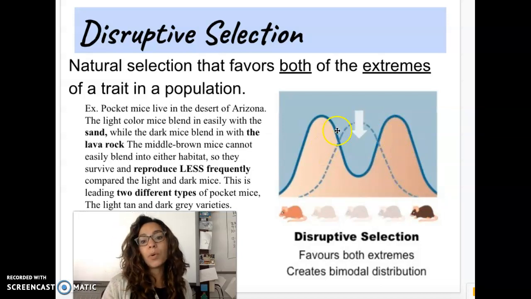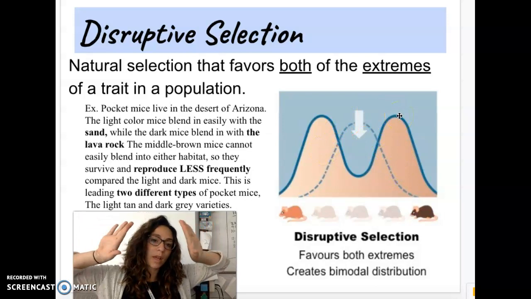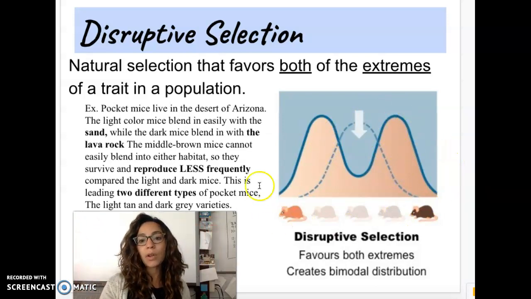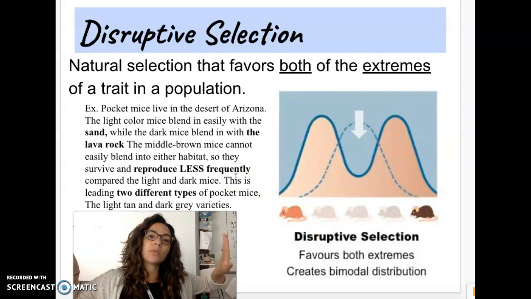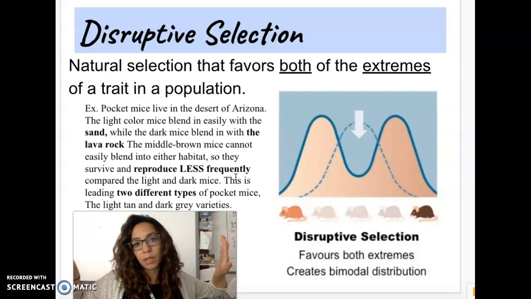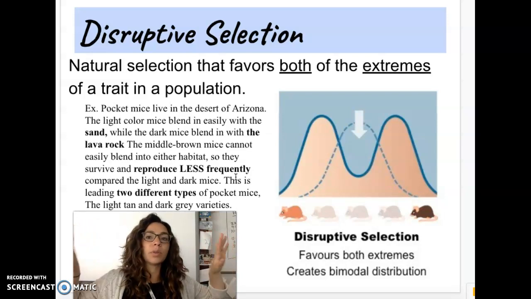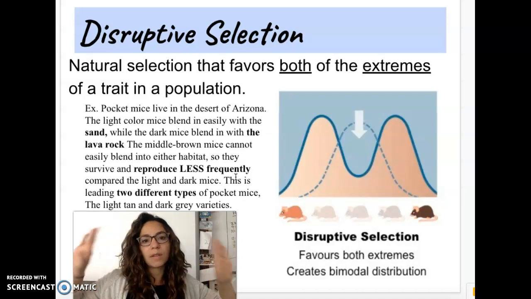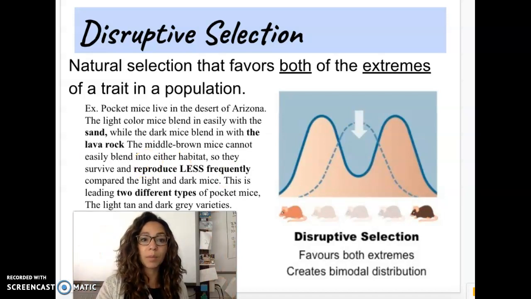Okay, so both extremes, right? Extremes are like the ones on the ends, the variations on the ends, are the ones that are reproducing most frequently. So eventually these mice will probably end up being 2 different species as they reproduce with each other more often than crossing their genes again. So this eventually leads to the emergence of new species.